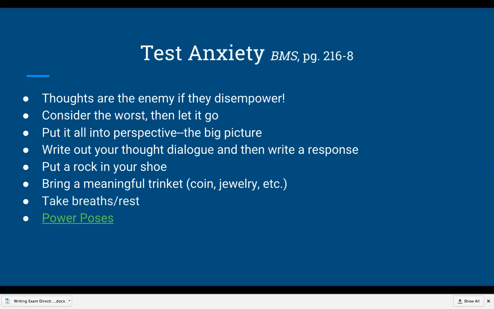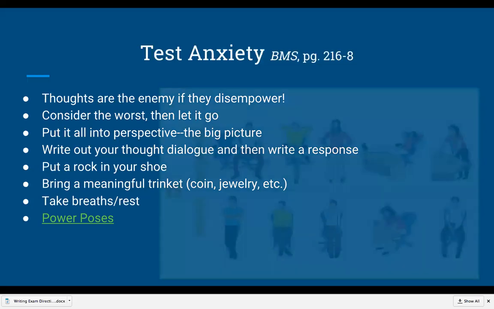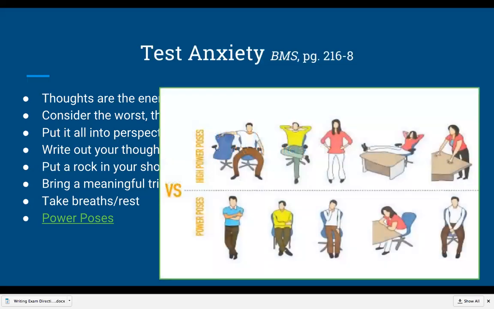At the end of this video, you're going to have an opportunity to watch the TED Talk that is posted for you called Body Language Shapes Who You Are. And this is all about power poses. These power poses are different ways that we can shape our body or use our body to send signals to the brain that we're calm, we're at ease, we're confident, we're grounded.